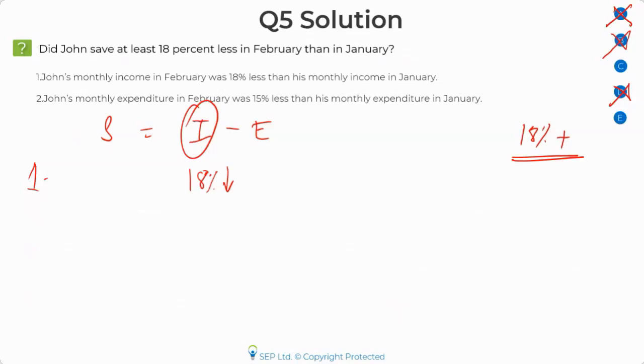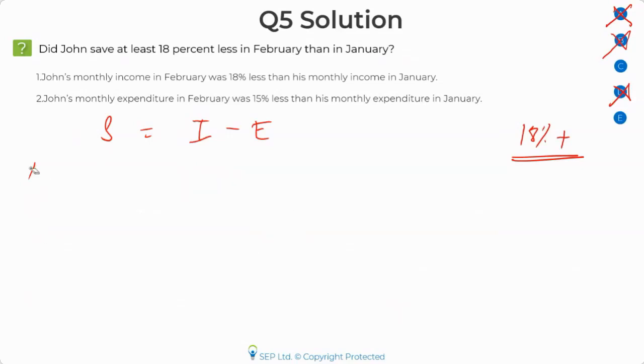Similarly, if you look at statement 2, it tells me that John's monthly expenditure in February was 15% less than the expenditure in January. So from statement 2, I'm only knowing about the expenditure bit. I'm not knowing anything about the income bit. So clearly statement 2 is also not sufficient. I definitely need to combine both these pieces of information to get my answer. Now let's do it algebraically.